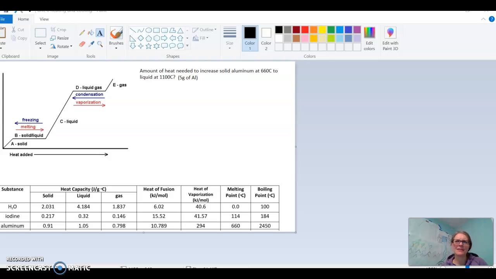Hi, this video is on Unit 6. I'm covering 3 topics. 1 is on heating and cooling curves, which you can see here. 2 is going to be about heat of formation versus bond energy, and the third one is about Hess's law. Here we go.